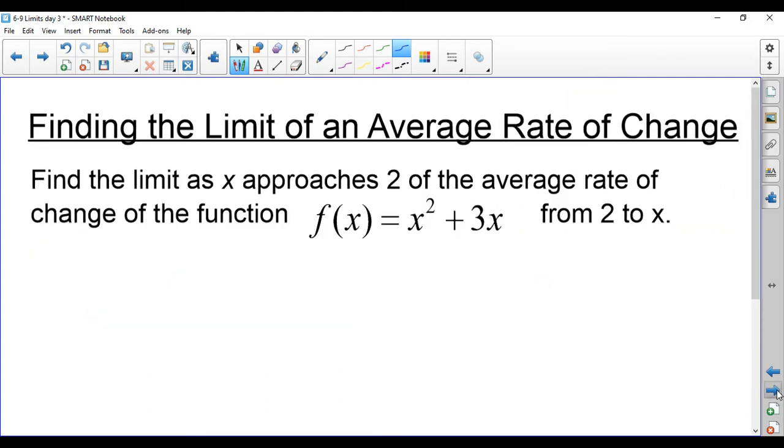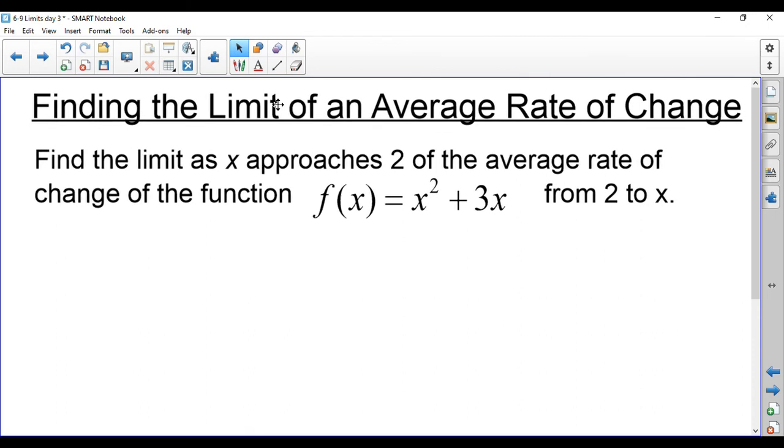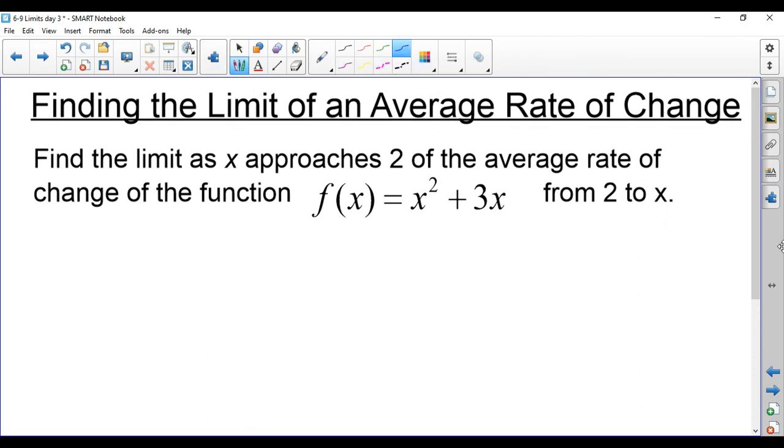So the last part of this is just a little preview of why limits are important in calculus, and there's many places that they would show up. But this is one case. This says find the limit as x approaches 2 of the average rate of change of this function f of x. So average rate of change is the slope. So we want to find the limit as x approaches 2 of the slope, the change in y over change in x for this function. And we want to do it from 2 to x.